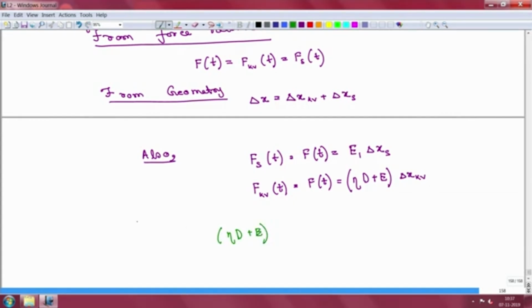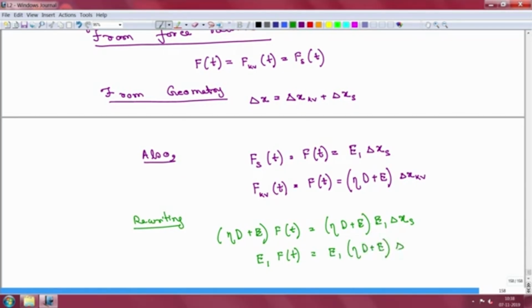So I am going to rewrite the first expression: F_t equal to E1 delta x, and in the second equation here I multiplied that with E1. So if I multiply by E1, this is still F_t, and we have E1 times eta d plus E delta x_KV.